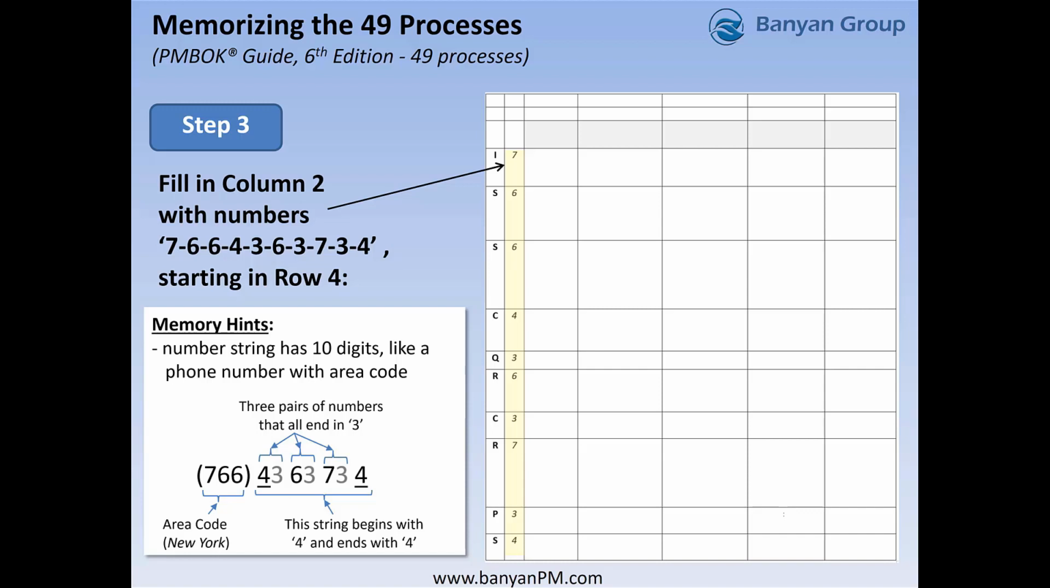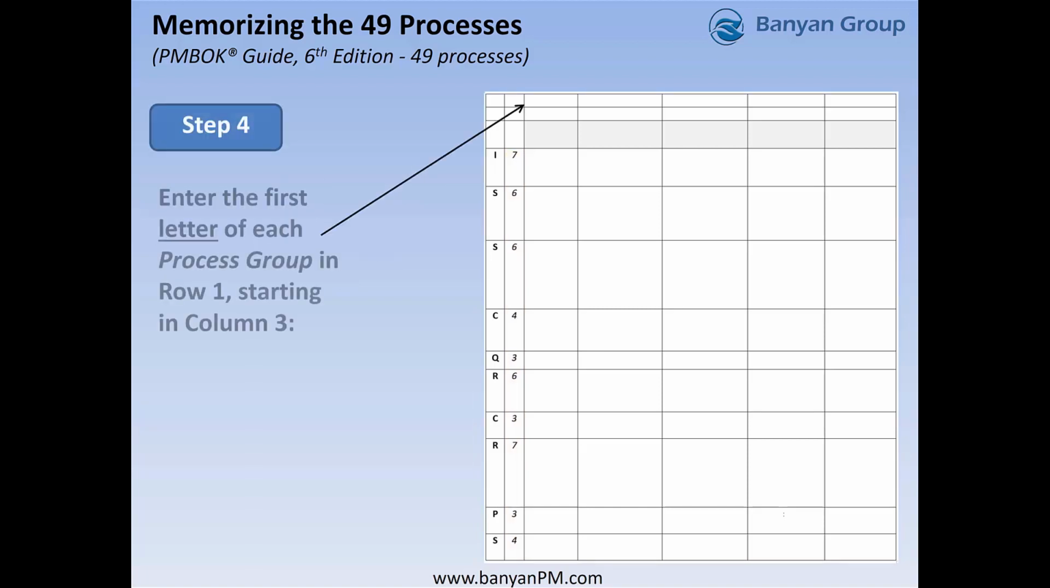So the way to handle this list of 10 numbers, read it through several times. If you note the patterns, then it will be easier for you to remember. 766, 43, 63, 73, 4. Say that through several times, and you'll be surprised how well you'll remember that and be able to apply it to the matrix.